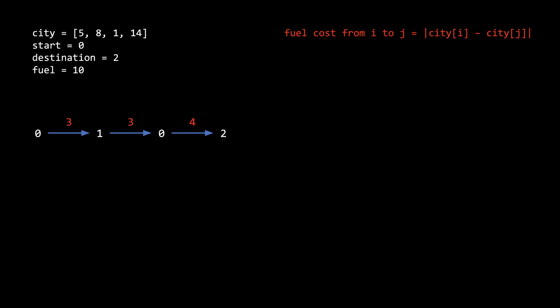So here, the path I just mentioned is a valid path, and there are also two more paths that use 10 or less units of fuel, so the final answer that we would want to return for this example is 3. Okay, now that you hopefully understand the problem, let's try and come up with a solution.